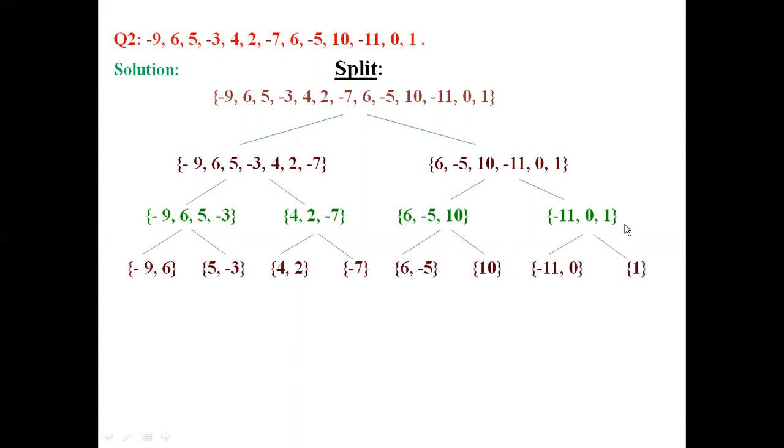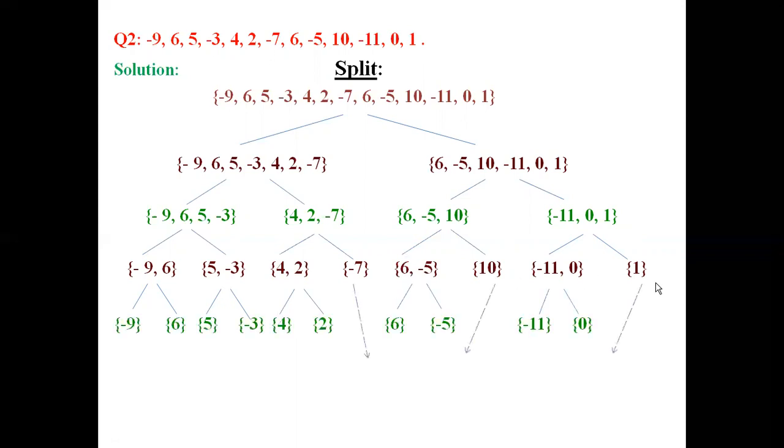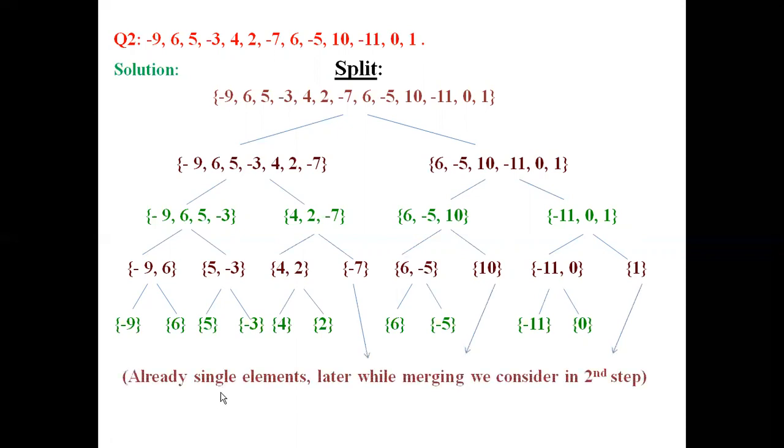Similarly, for minus 11, 0, 1, we have done it. Then we have minus 9, 6. So it comes into single elements in the next step. We already have some single elements here, minus 7, 10, and 1. So we do not touch them. We retain them as they are. They are already single elements. So later we consider them while merging in the second step of the merge.